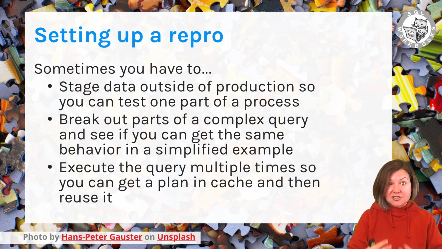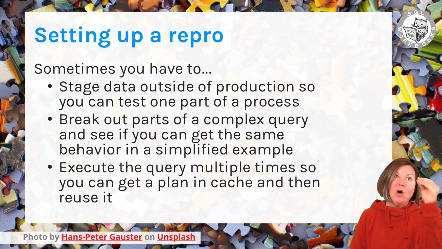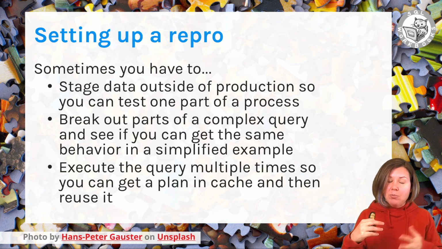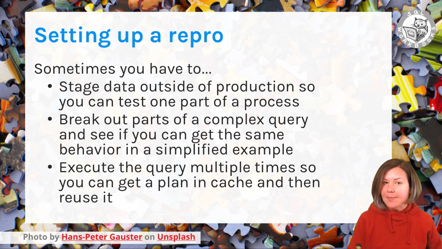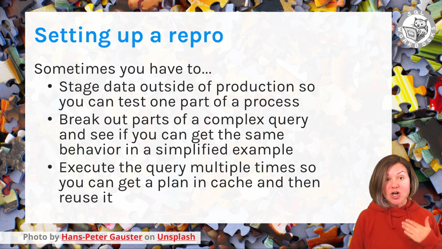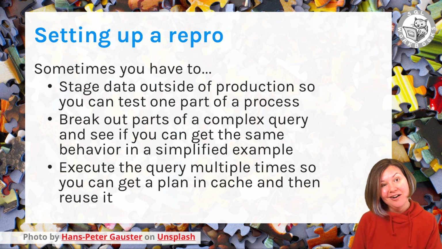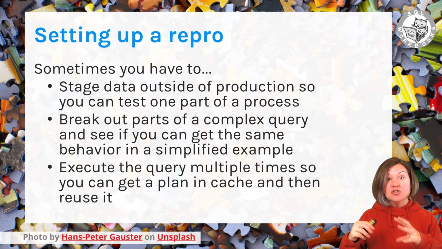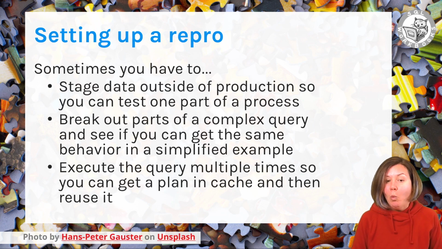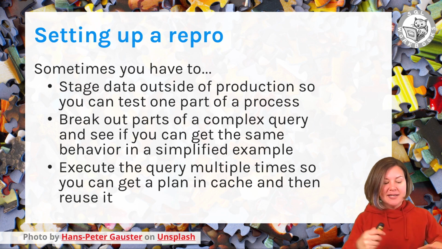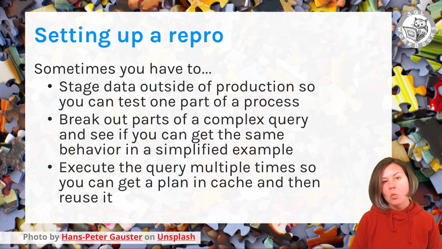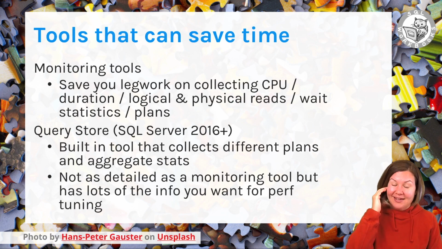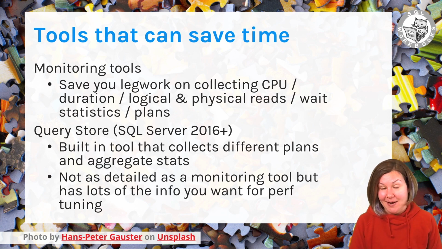Sometimes I also have to execute a query multiple times to get one execution plan in cache and then reuse it with different parameter values. But all of these steps in setting up a repro and testing it are steps where I learn more about the nature of the execution plan, how the data is really flowing through there, and why things are slow. So in this process of building the repro, I'm still working on the tuning process. I'm not wasting time.